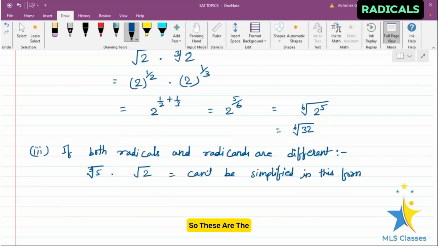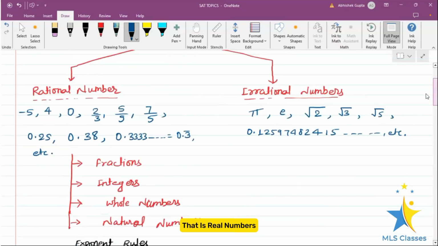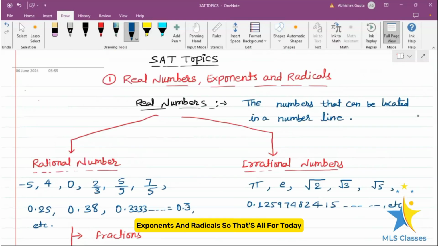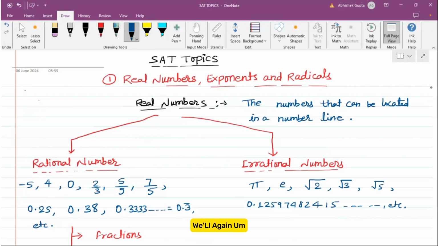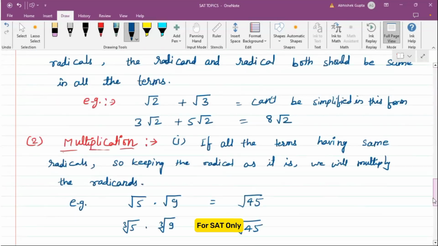So this is the content we have to learn in this topic, that is real numbers, exponents and radicals. So that's all for today. We will meet again in the next session with a different topic for SAT only.